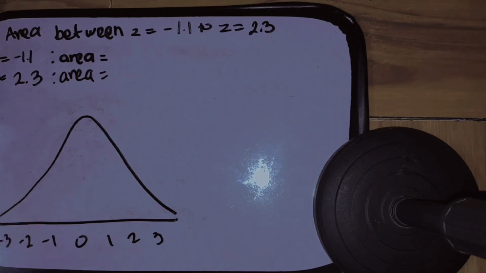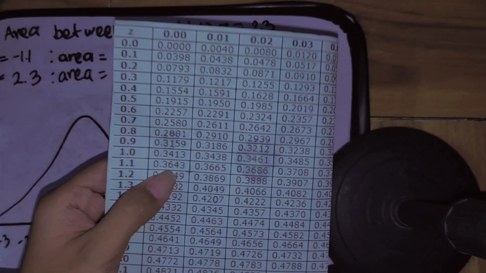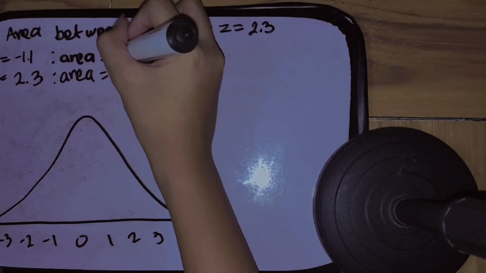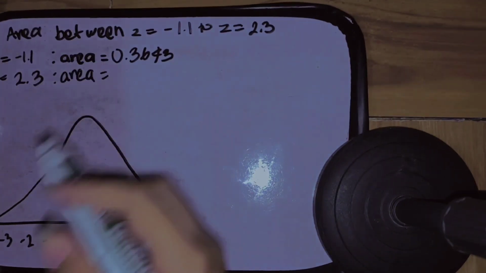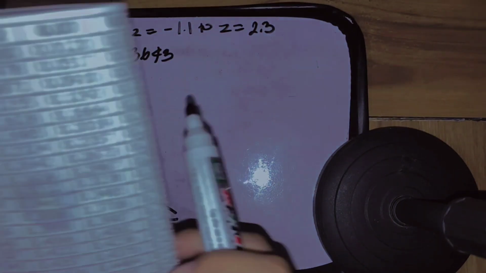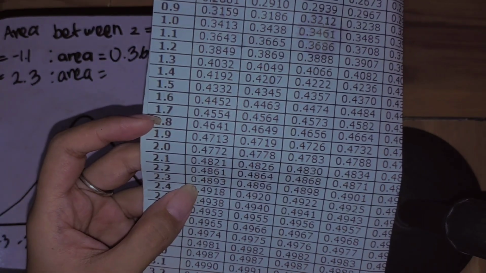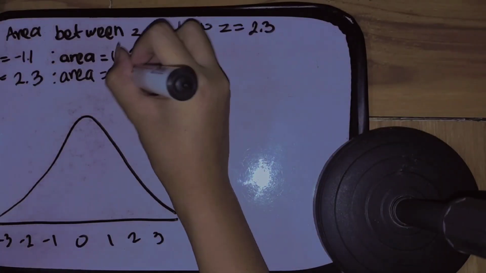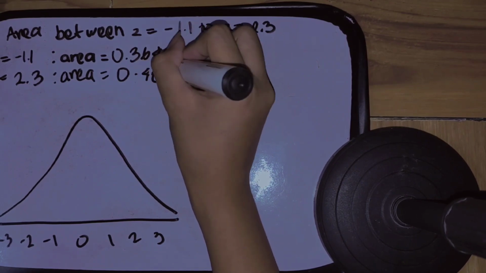And for our number 2, area between z-score equals negative 1.1 to z-score equals 2.3. So, hanapin ulit natin sa z-table ang area nila. So, first, negative 1.1. So, 0.3643. And for the z-score equals 2.3, 0.4893.